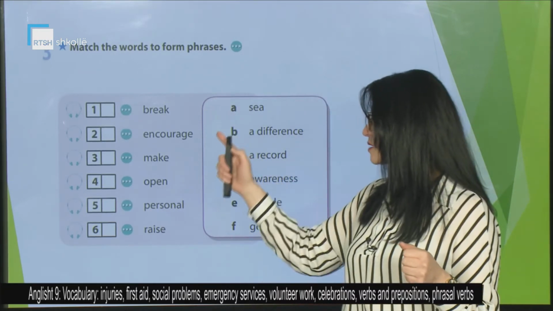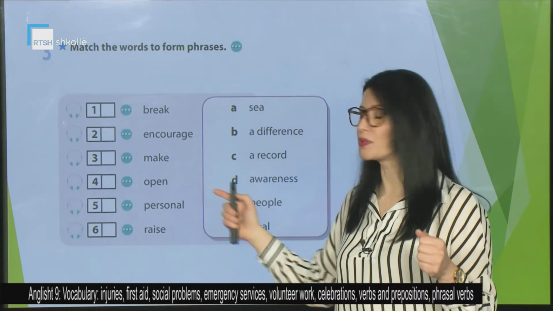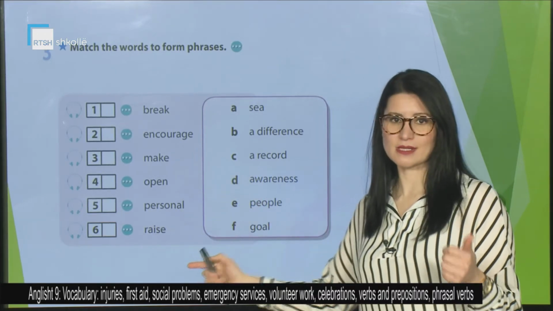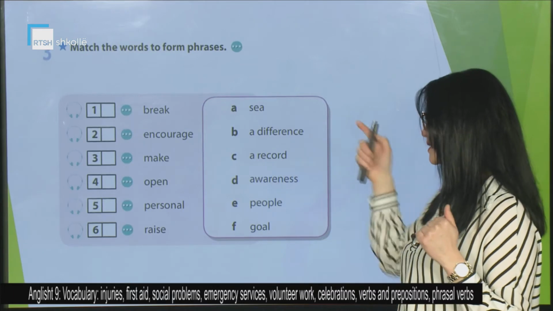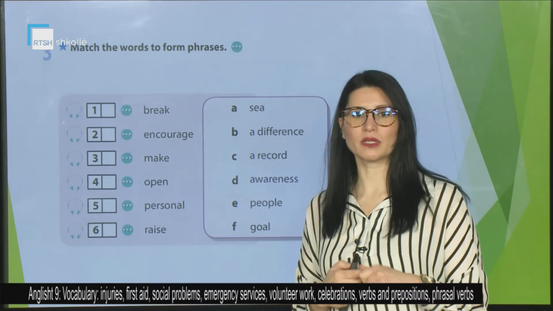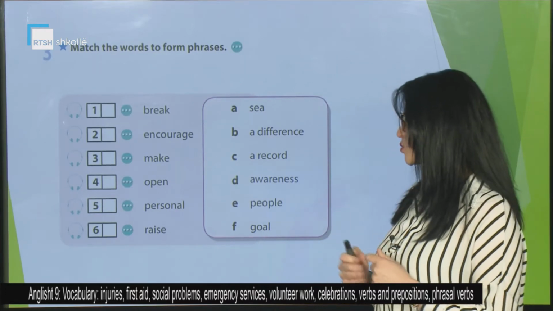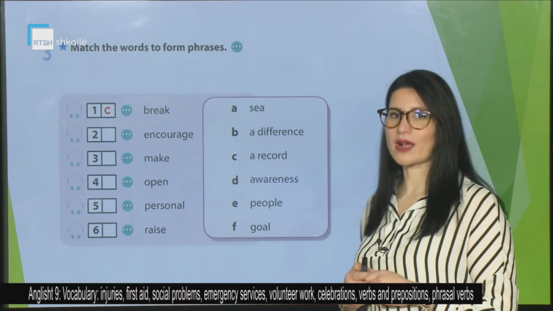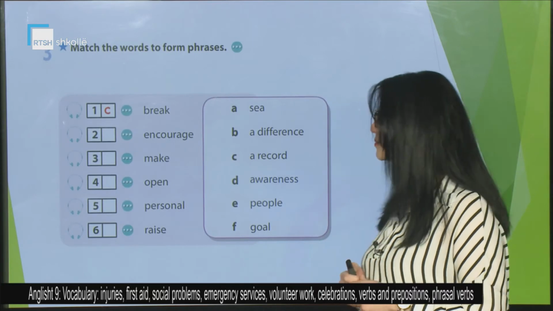So we have break, encourage, make, open, personal, and raise. On the other side, we have see, a difference, a record, awareness, people, and goal. The first one is to break a record.